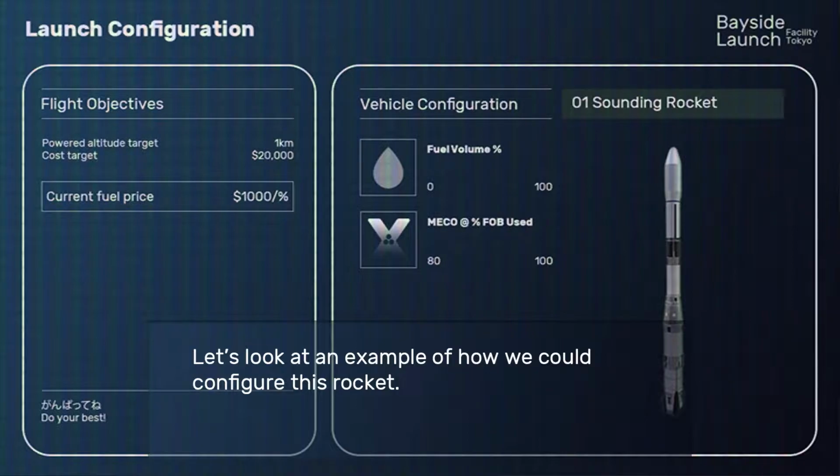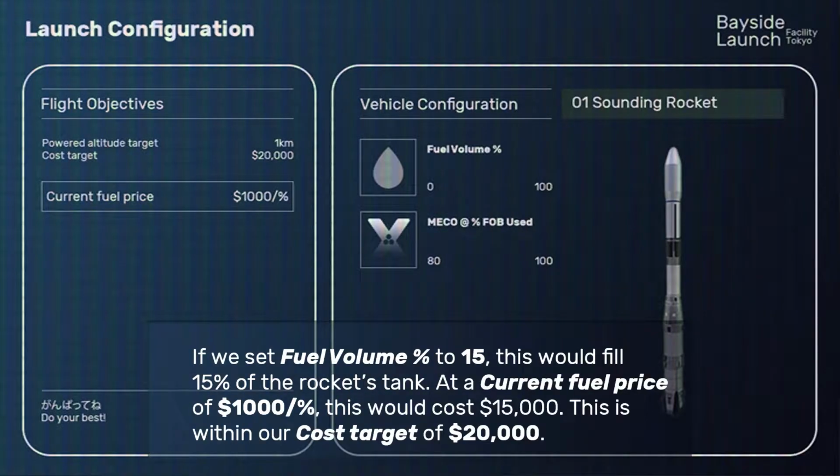Let's look at an example of how we could configure this rocket. If we set fuel volume percentage to 15, this would fill 15% of the rocket's tank. At a current fuel price of $1,000 per percent, this would cost $15,000. This is within our cost target of $20,000.